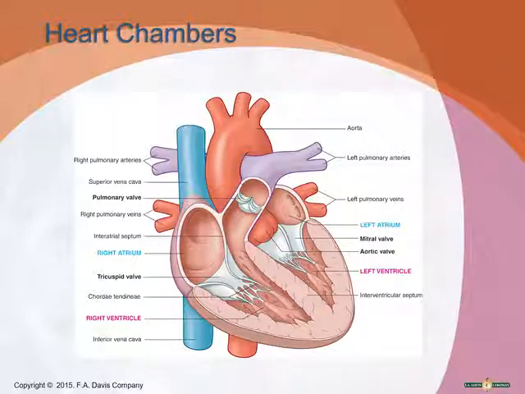The left ventricle, because it has to push blood throughout the body, has walls that are thicker than those of the right ventricle, because the right ventricle pushes blood out to the lungs.